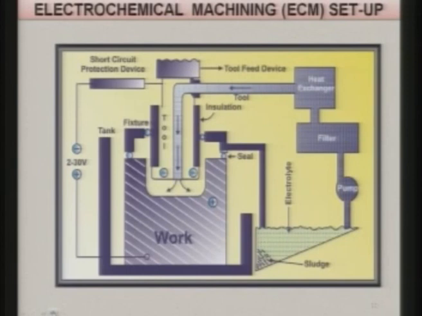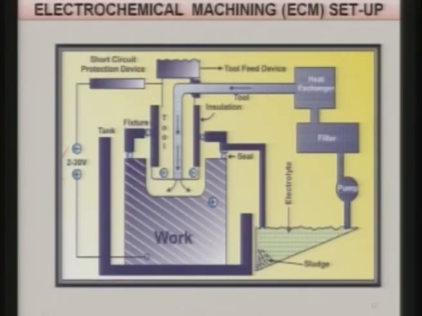It gives an overview of various elements of any experimental setup. You can see here on the left side, it is connected to the power source, DC power source, which is normally 2 to 30 volts. Then you have a short circuit protection device. This will protect the device from short circuit between the tool and the workpiece. If short circuit takes place, then tool and workpiece both will get damaged. So, that protection is very important.